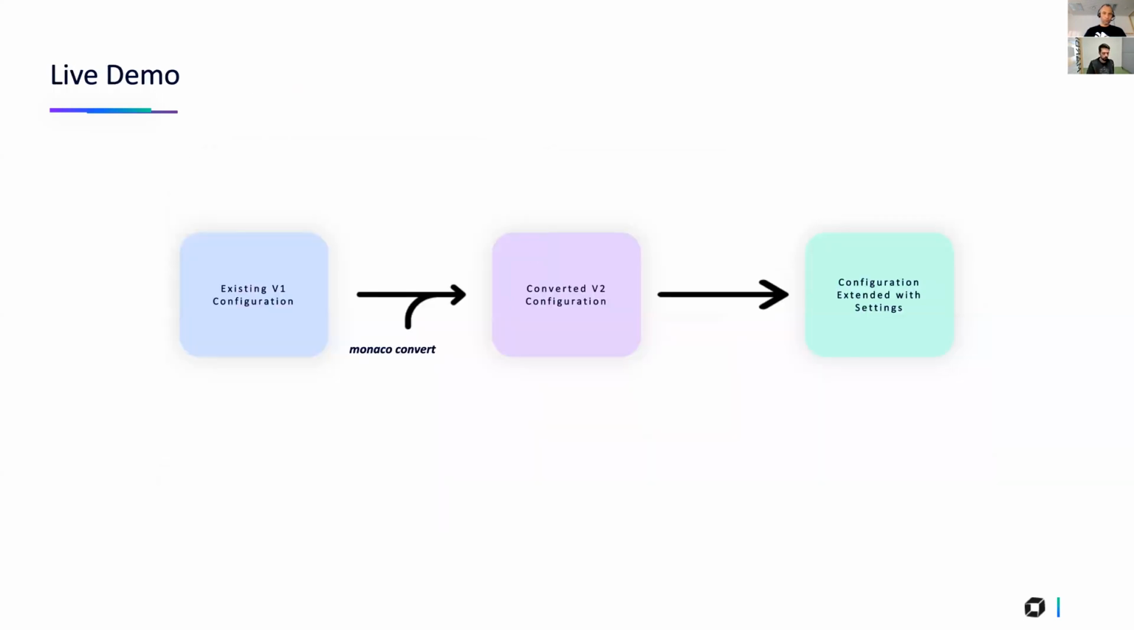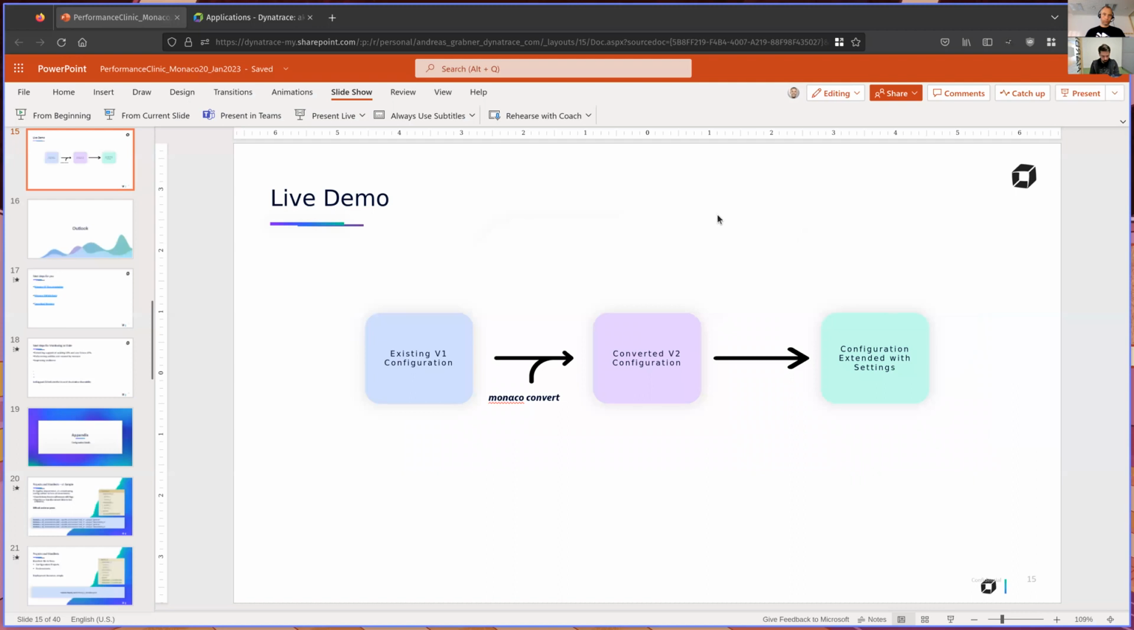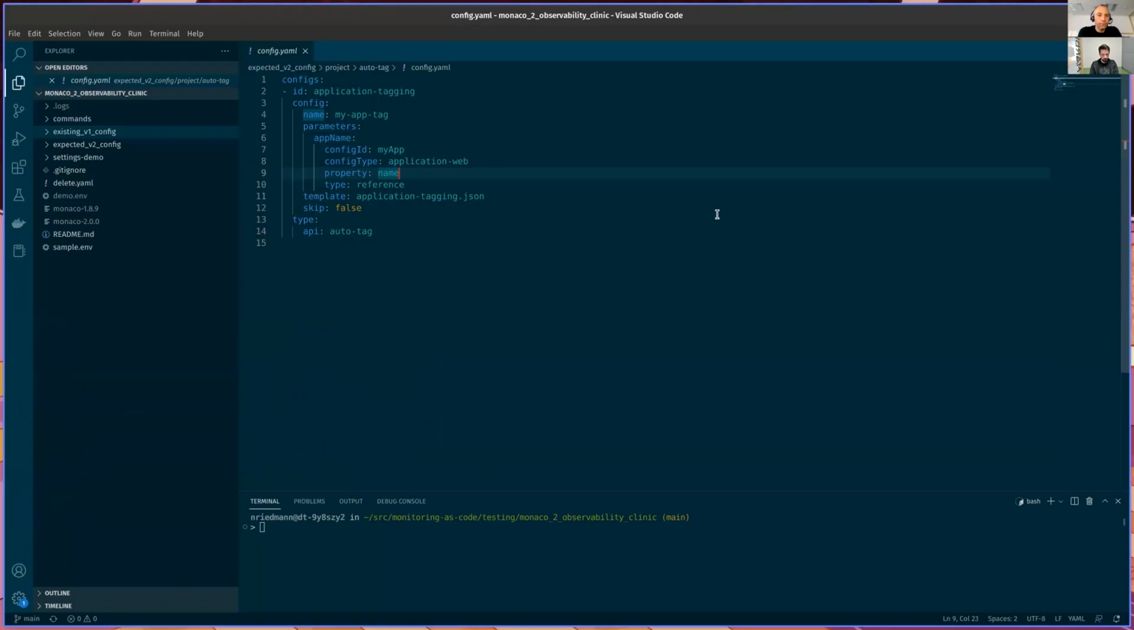Right. For the demo, before I switch out of the presentation, what we're going to do is take a quick look at the V1 configuration, take a look at Monaco Convert, and then look at our V2 configuration and deploy it, obviously, so we can see it works. And take a look at what else I can do with settings. With settings, we can do more specific configuration now in the scope of an application. I do hope my alt-tabbing to Visual Studio works. I think it does.